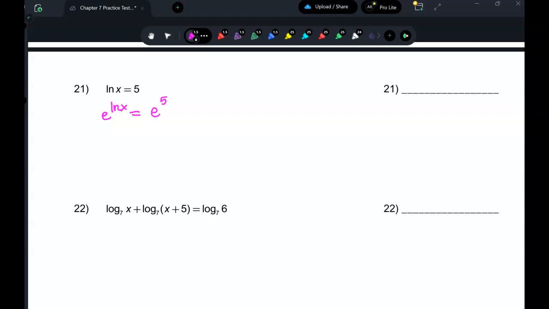So this will just be x equals e to the 5th. You don't have a calculator, so I can't do anything else with e to the 5th. So we just leave it e to the 5th.